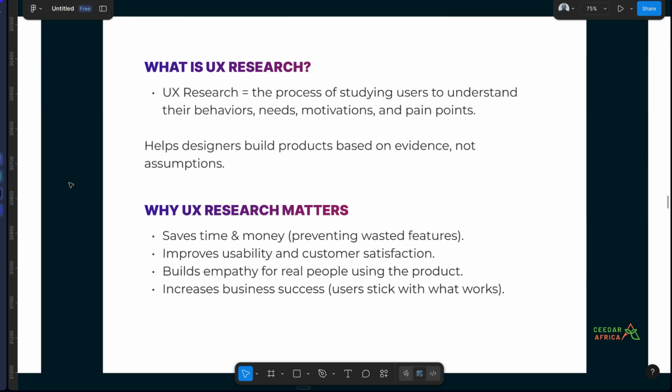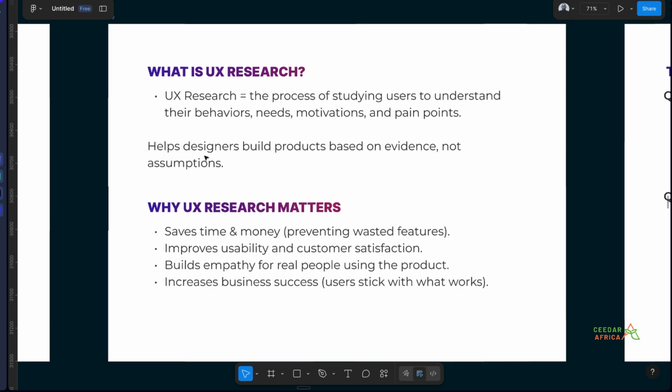Users stick with what works, and this will be very, very difficult to achieve if you have not even done research on that user, right? How do you increase the business success of a business by building their website when you've not even done research on that business or on the target audience, the customers? So this is just a few of the benefits of UX research. Very, very important. Don't just jump the gun. This is very, very key and important.